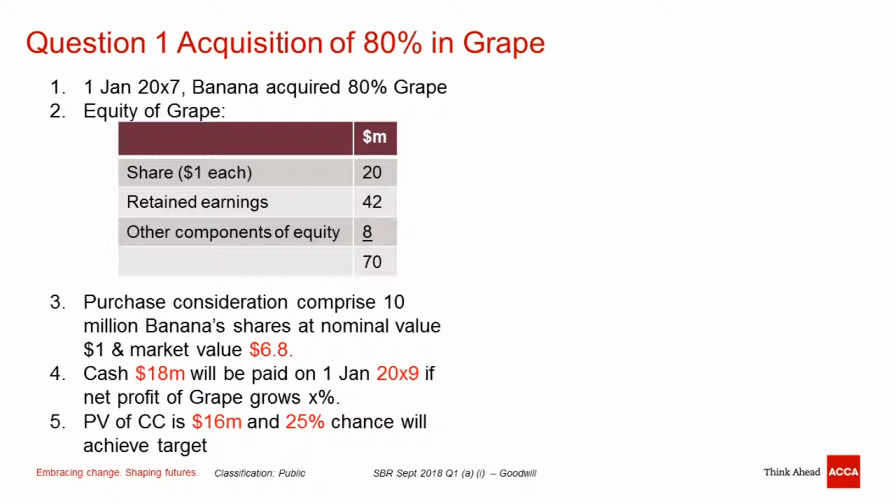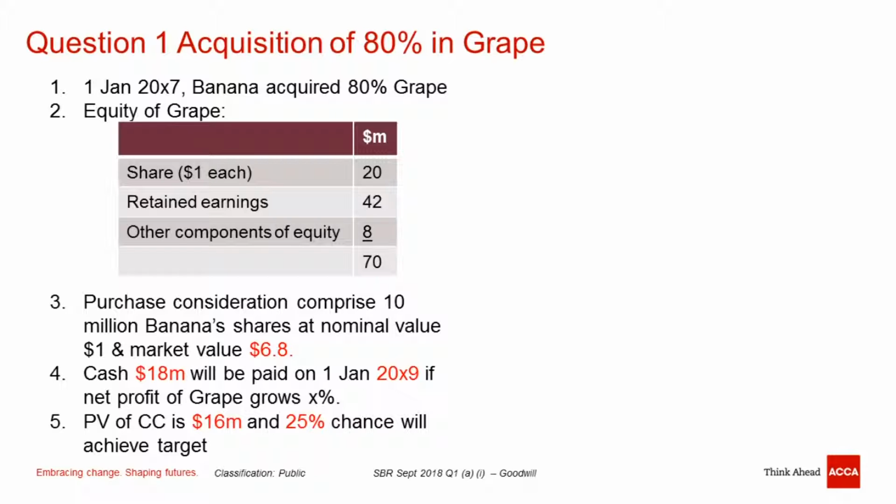Now, first of all, on 1st January 2017, Banana acquired 80% of Grape. The equity of Grape, the subsidiary, is like this. Shares of $1 each, and total share capital is 20 million. So we can immediately know that the number of shares in Grape will be 20 million shares. And there will be retained earnings of 42 million, other components of equity of 8 million. So in total, 70 million is the shareholders' fund of Grape.